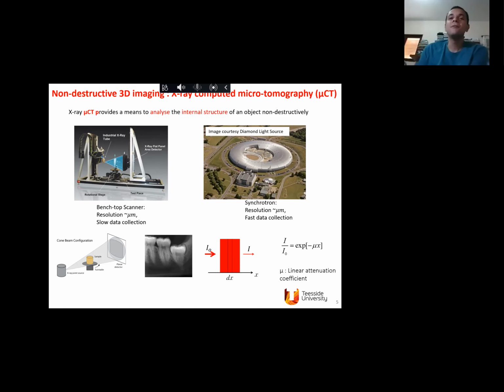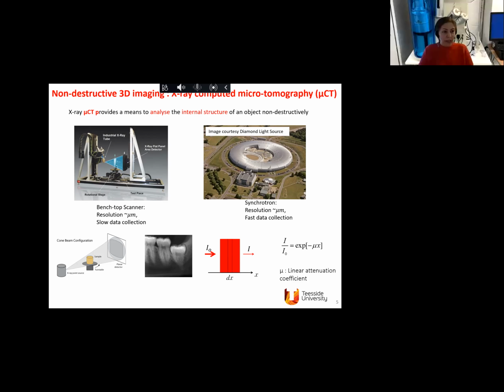Exactly. Yes, it is. I was thinking exactly about the group you mentioned, the group in Ghent. They have quite a lot of these tabletop scanners with several different source arrangements. So we are getting there.